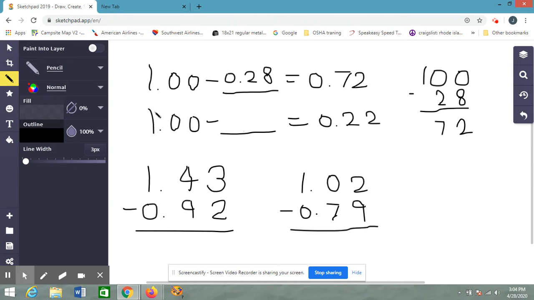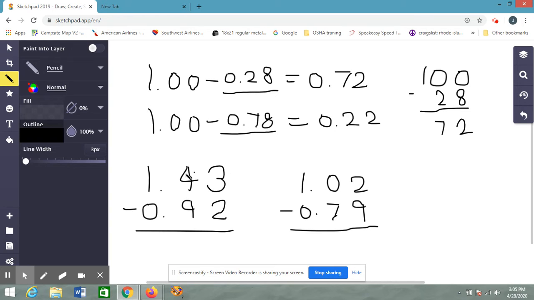So let's look at this bottom one. 1 minus what equals 22 hundredths? Well, subtract 88 hundredths. Not 88 hundredths, excuse me, 78 hundredths. And those are fairly easy. You just have to double check them because it can be easy to make a mistake.